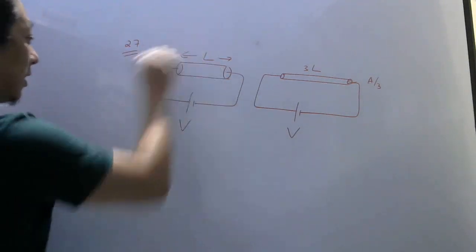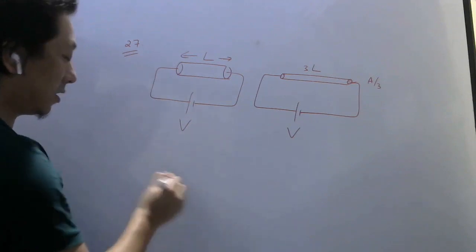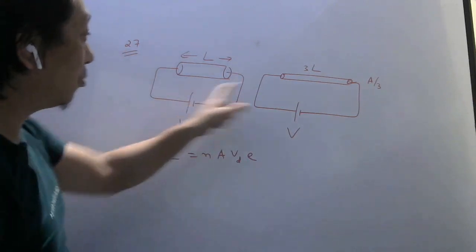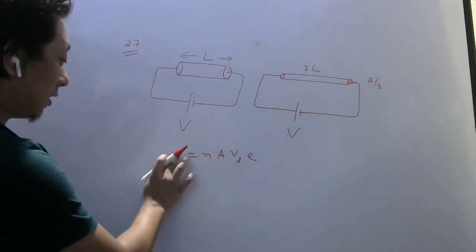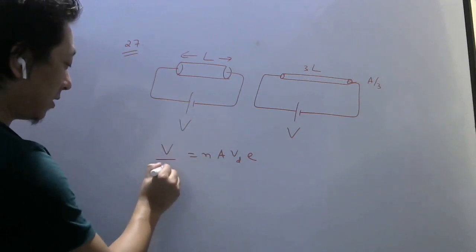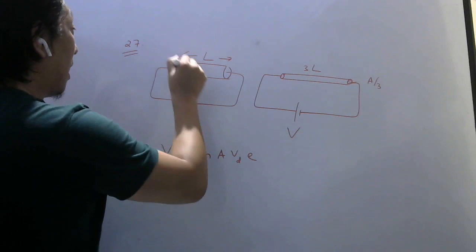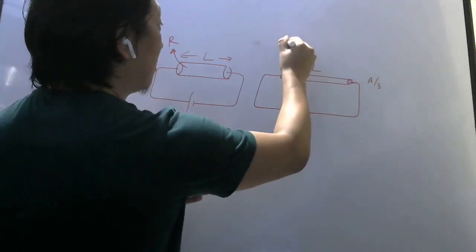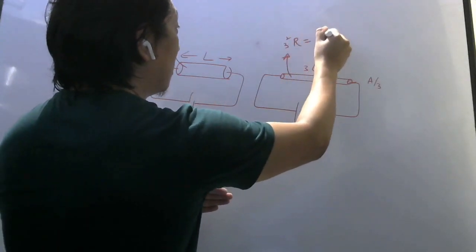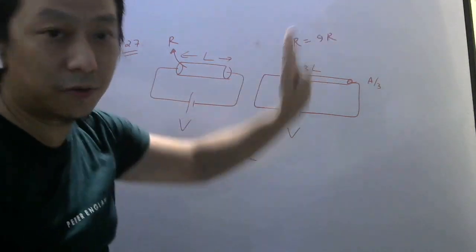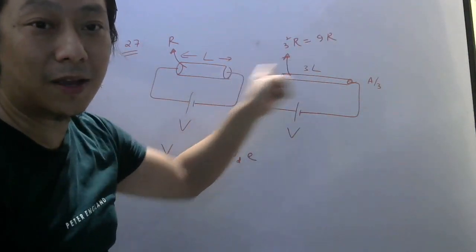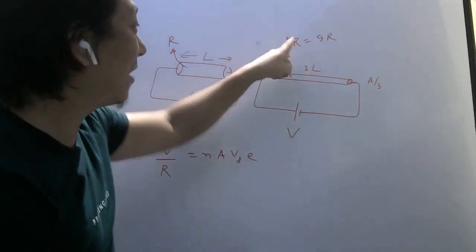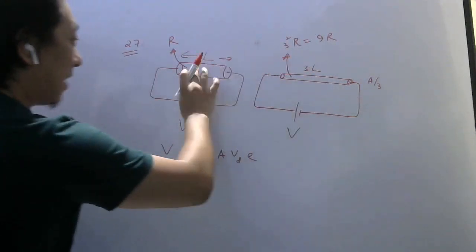So if I ask what is the current here, or let us directly write the formula for drift velocity, which we know is current equals nA vd e. But in these two cases, current is not same. So let us write current in terms of voltage: voltage divided by resistance. Now, if this resistance is R, this resistance will be how much, I have told you. Length increases 3 times, so resistance will become 3 square R, which is 9R. Okay, if you don't believe, use the formula rho L by A. Here you use rho L by A, here L is 3L, A is A by 3. You will get 9R. Okay. So the resistance of this is 9 times this.